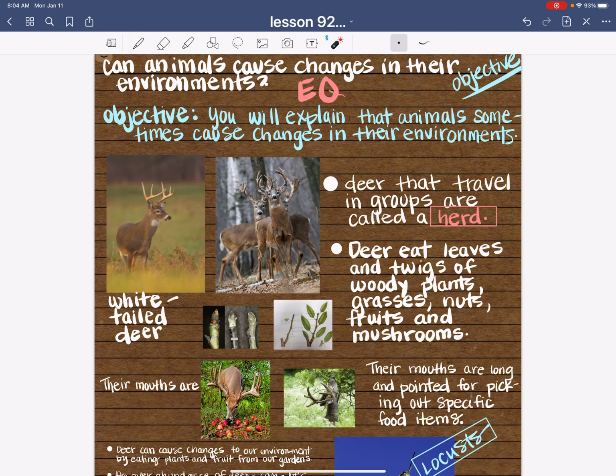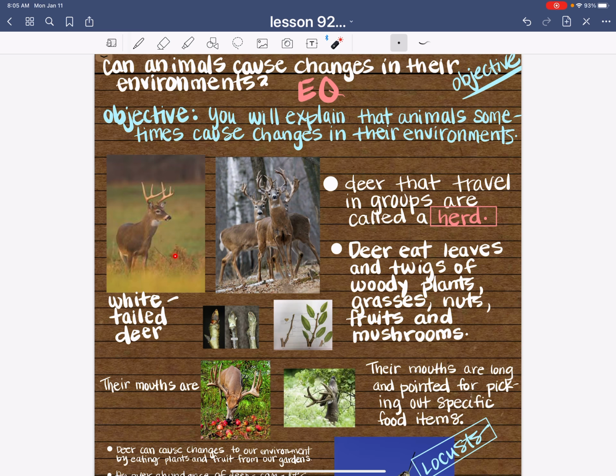A little known Miss Carrie fact, when I was a baby, or a toddler, I guess you could say, one of my very first words was buck. My daddy is a big hunter. And so I think that buck was one of the very first words that I said.